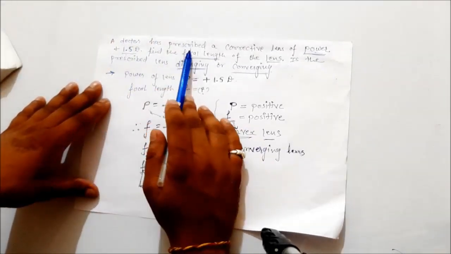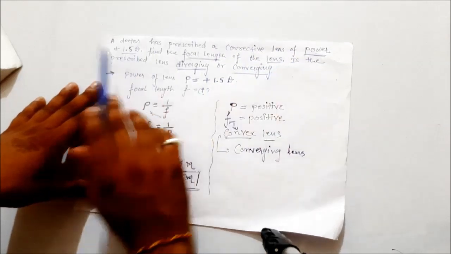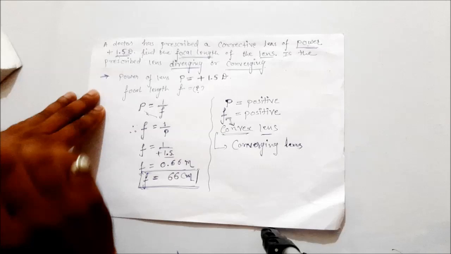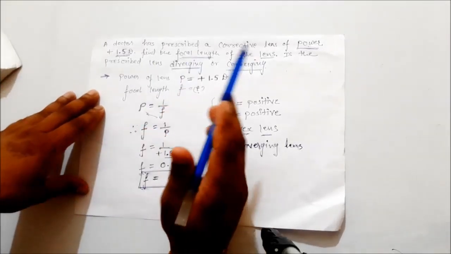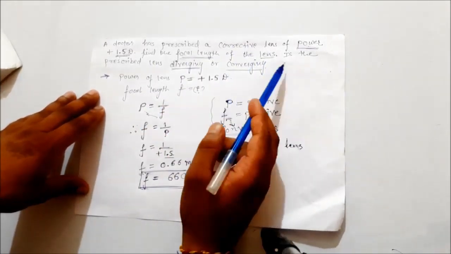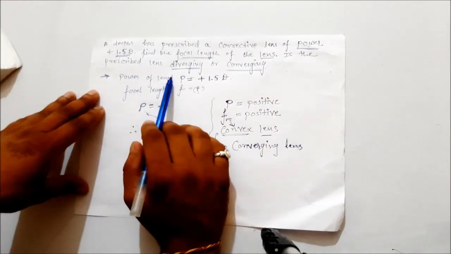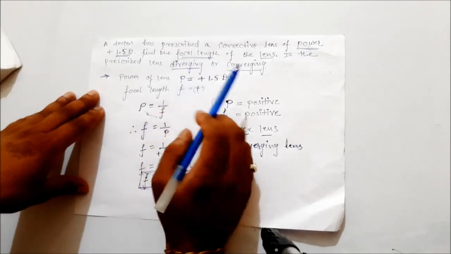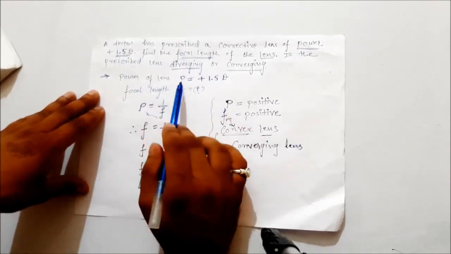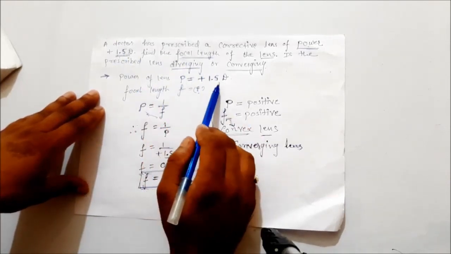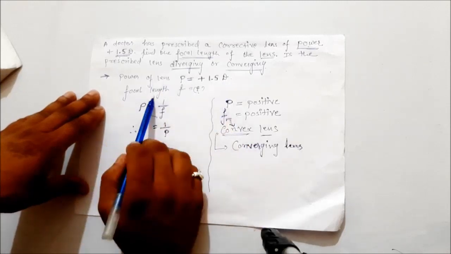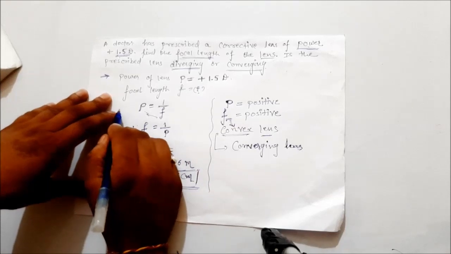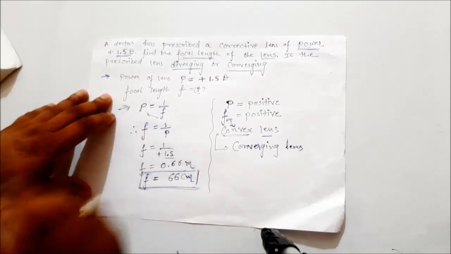Again I am repeating the question. A doctor has prescribed a corrective lens of power positive 1.5 diopter. So here the power of lens is given to us. Find the focal length of the lens. We have to find the focal length F of the lens. And the lens prescribed by the doctor, is it a diverging lens or is it a converging lens? So simple, power P is equal to positive 1.5 diopter. Focal length F we don't know, that we have to find. Simple, we put the formula, power of lens P is equal to 1 by F.